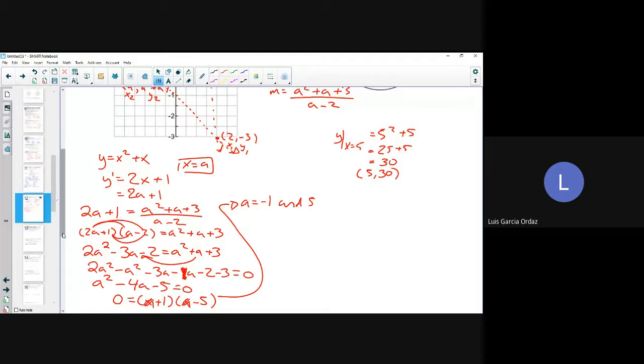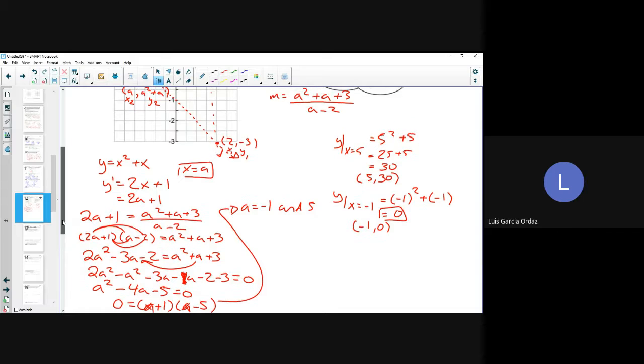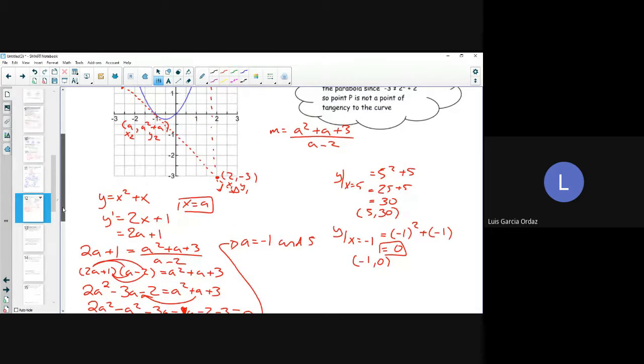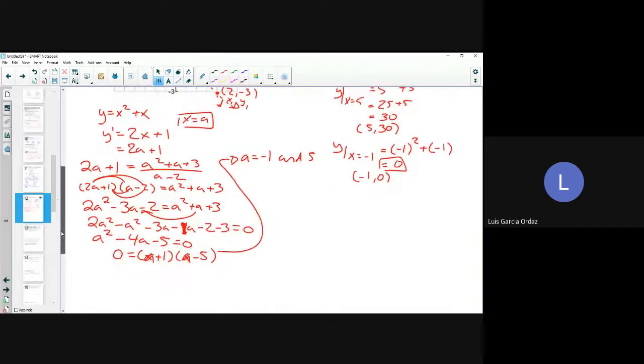And now I have to do the same thing: find y where x is equal to negative 1. So I get negative 1 squared plus negative 1, and we all know that that equals 0, which means my other point where the tangent hits the curve is at negative 1 and 0. And if you guys notice, we visually showed that. We're just trying to verify that it was true.